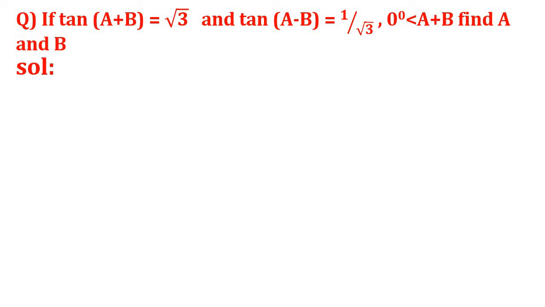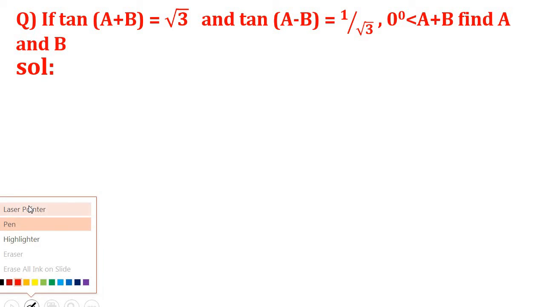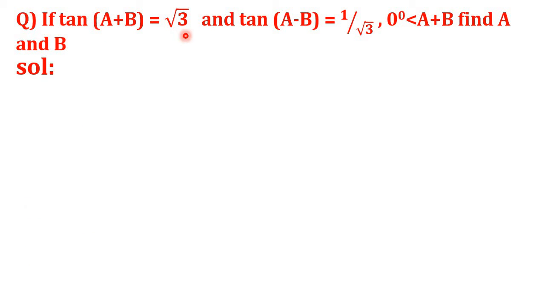Next question. If tan of A plus B is equal to root 3, and tan of A minus B is equal to 1 by root 3, and the sum of the angle is greater than 0, we have to find the angle A and angle B. Here the sum of the two angles is given, which is equal to root 3, and difference of the angle is 1 by root 3. So we have to find the values of A and B.